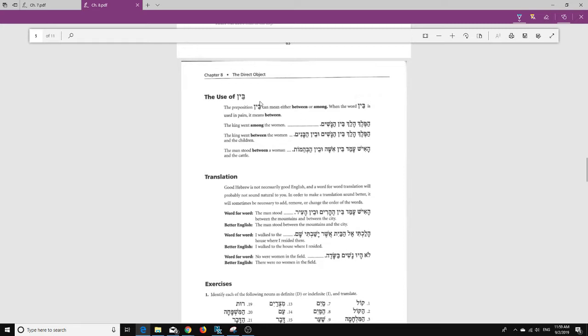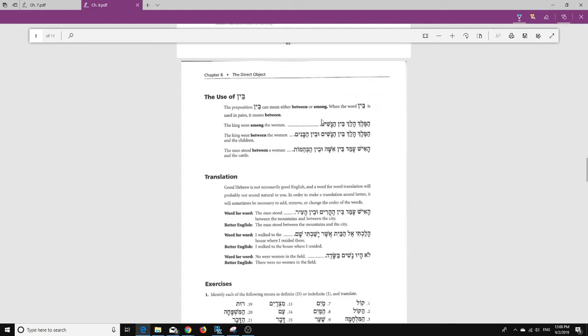Alright, so in this chapter we have this vocab word bain. It could mean between or among. It's one of those make-of prepositions. So bain, when it's used in pairs, so when you have two things, that's when it means between. Okay?